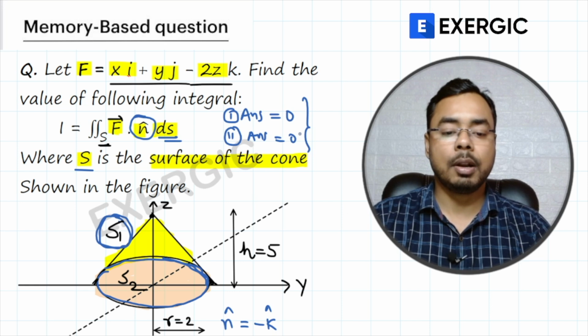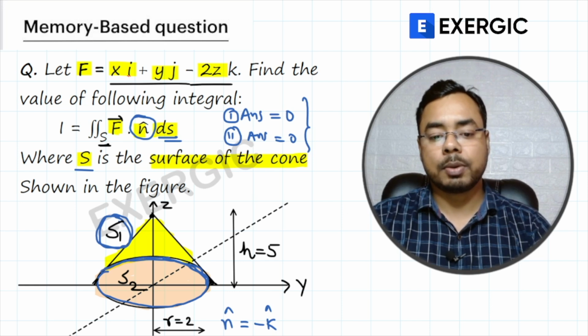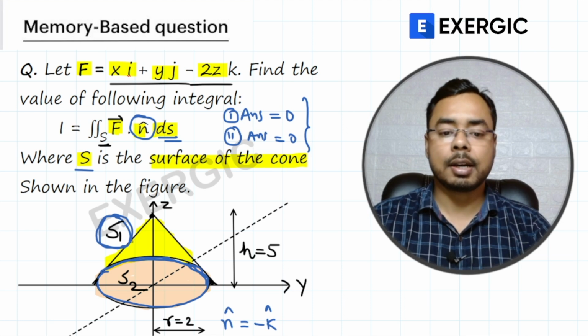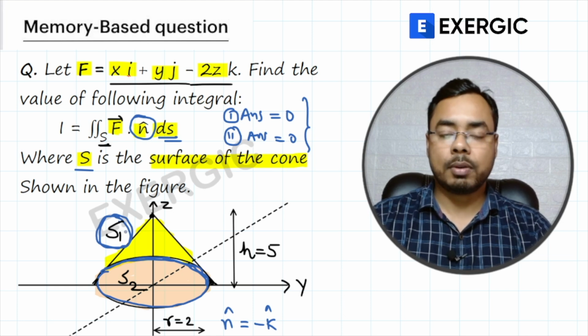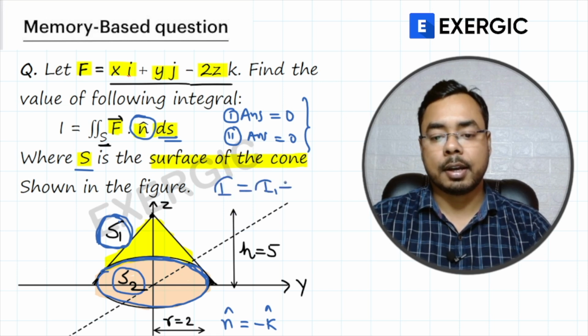In general, it will not be true, right? Because S is the total surface and S1 is only the curved surface. But here, luckily, since the integral over the total surface is 0 and the integral over this S2 is 0, therefore the integral over S1 will also be 0, because the relation is that I will be I1 plus I2.